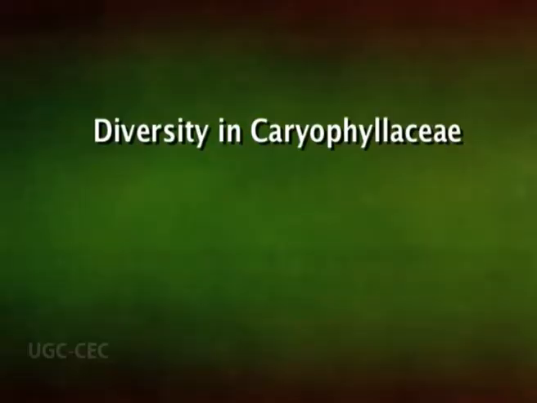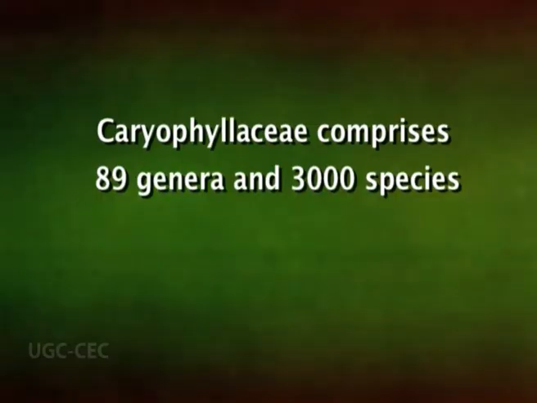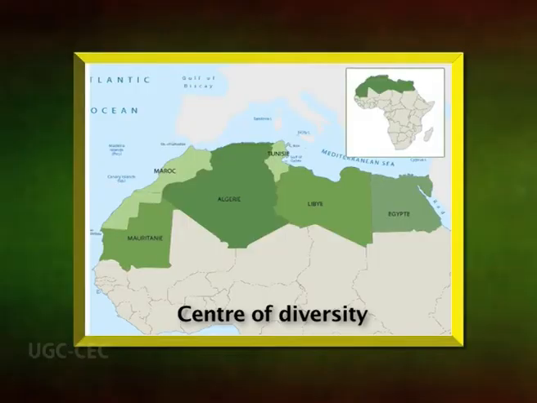Now we will talk about the diversity of the family Caryophyllaceae. Caryophyllaceae is a moderately large family comprising 89 genera and 3000 species, found mostly throughout the North Temperate Zone, especially in northern Mediterranean countries, although its members are also well represented in the Northwest. The Mediterranean region is considered as the center of distribution of the family Caryophyllaceae.